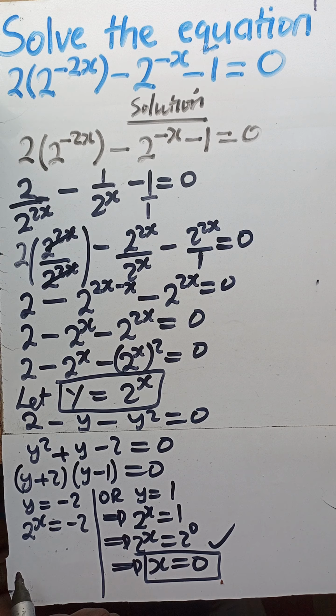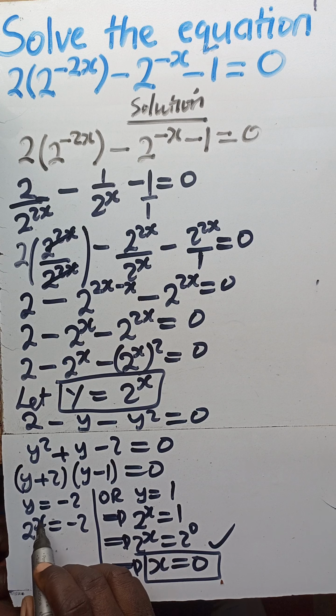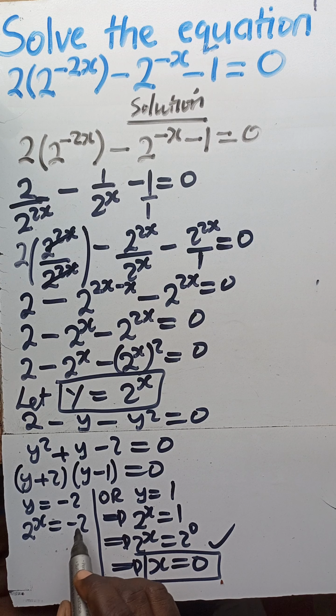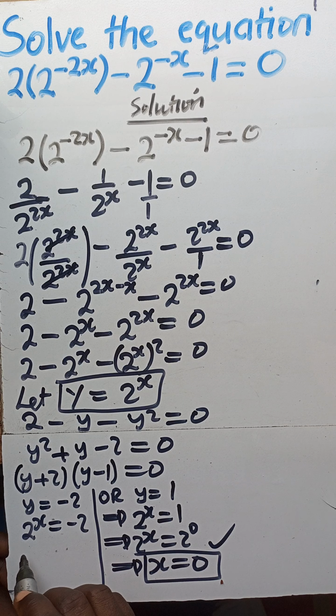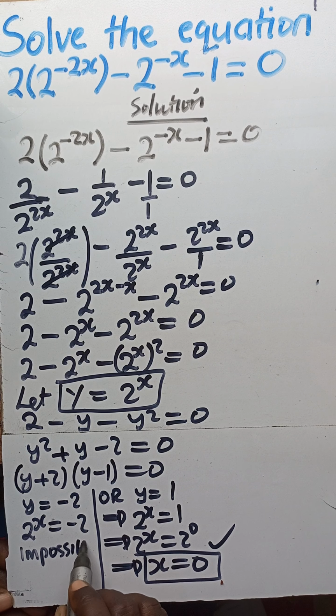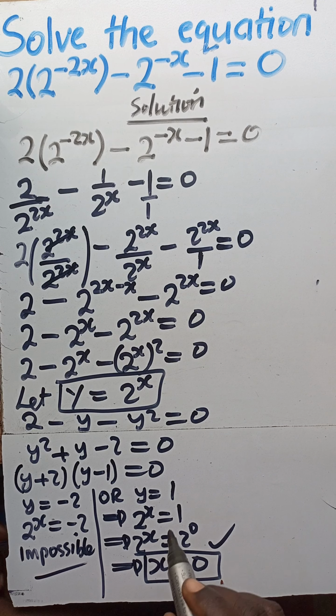Especially when the base is positive here. Look at it, the base is positive. So no matter the nature of the power, we can never obtain a negative value. So this is simply impossible. So this is left out. And so the only solution that we have for that exponential equation is the solution x equals 0.